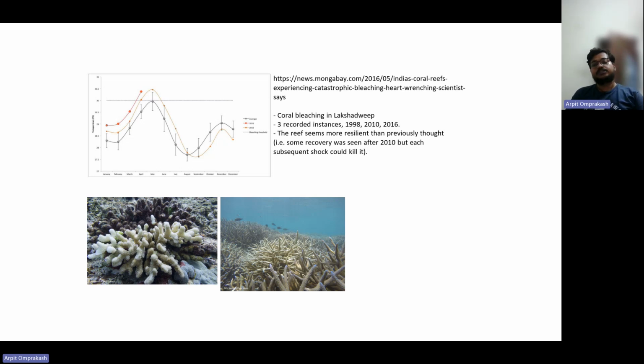And some people think that the reef is more resilient, because initially people thought that it would not recover after the 2010 bleaching, and even a subsequent small shock could kill it. But in 2016 there was a big shock and it did not wipe it off. Right.